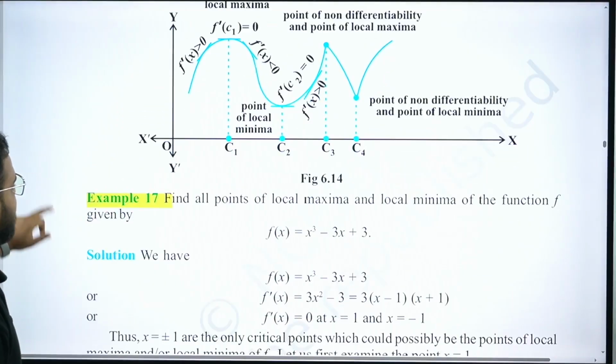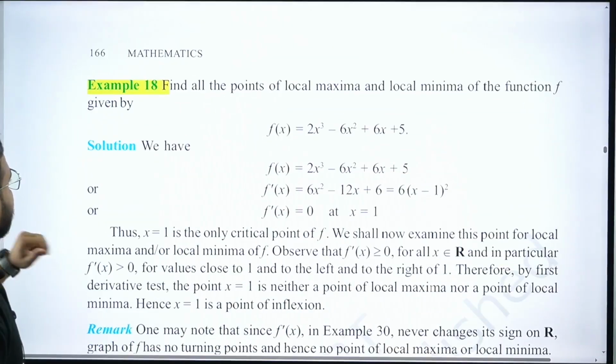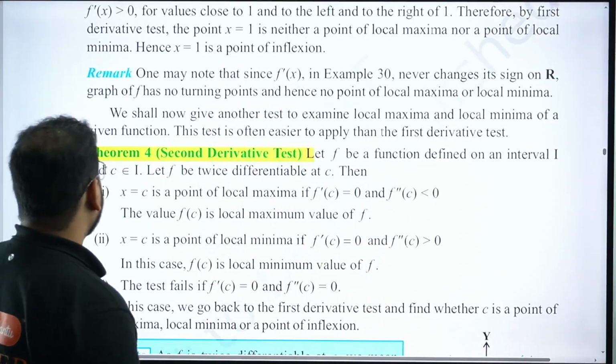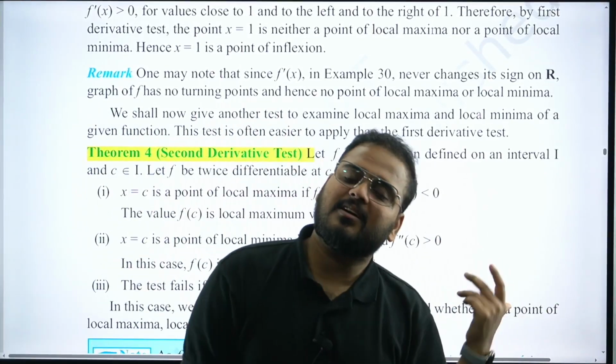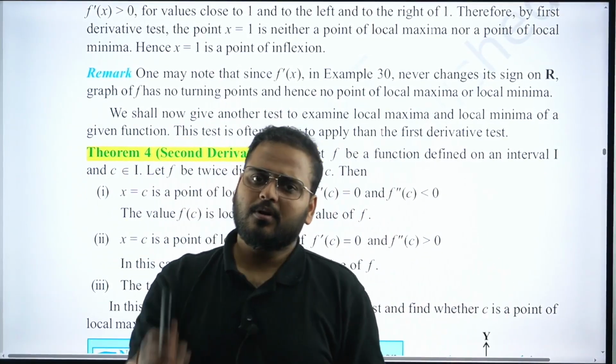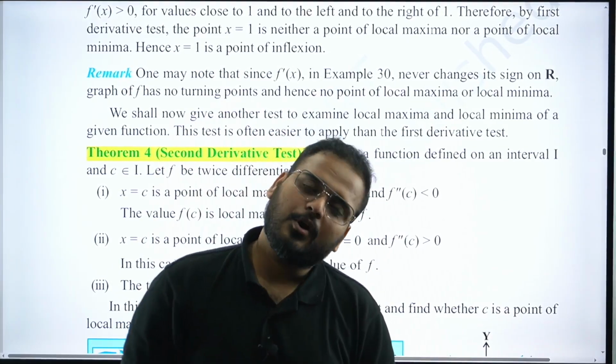Example number 17. Okay, next, sir, we have example number 18. Please solve these questions, simple only. I've taught this as well, right now, when I started explaining maxima minima. What do you do? Find the second derivative and check the sign. Negative means local maxima, positive means local minima.